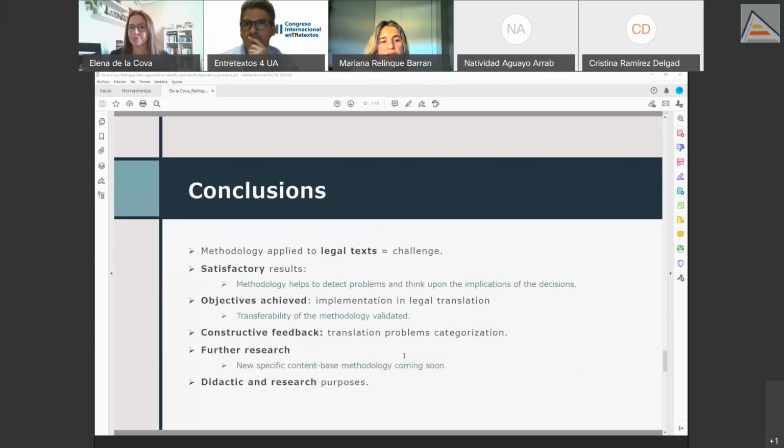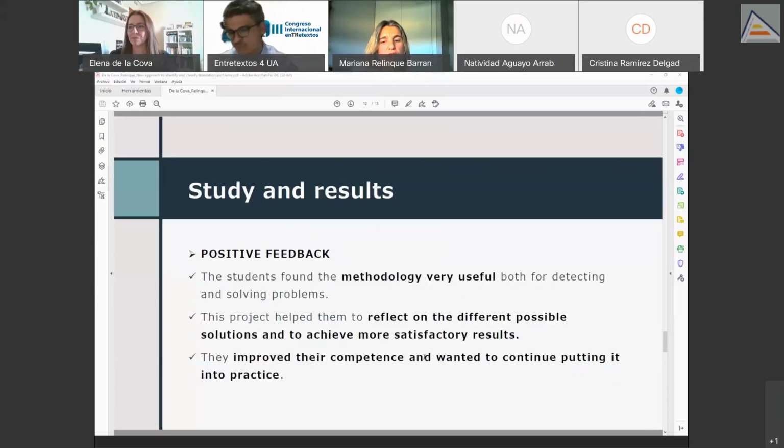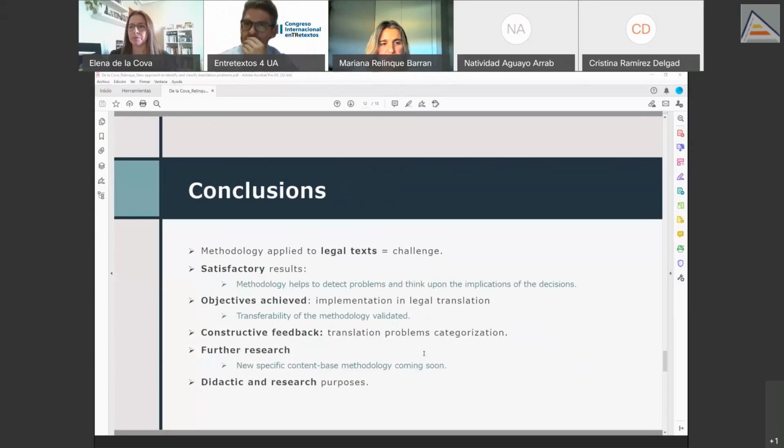So finally, most of them indicated that they learned a lot with this methodology and that they plan to continue putting this methodology into practice in their future as future translators.